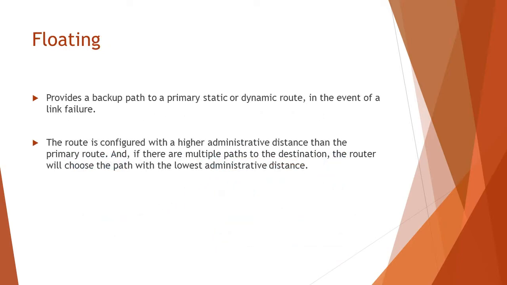Floating. It is used to provide a backup path to a primary static or dynamic route in the event of a link failure. But how? The route is configured with a higher administrative distance than the primary route, and if there are multiple paths to the destination, the router will choose the path with the lowest administrative distance.